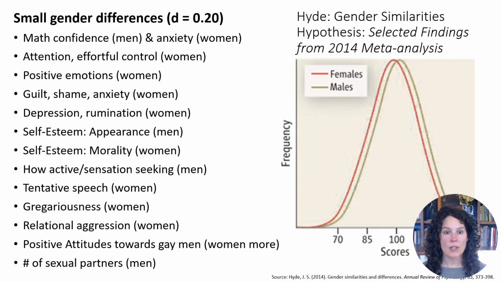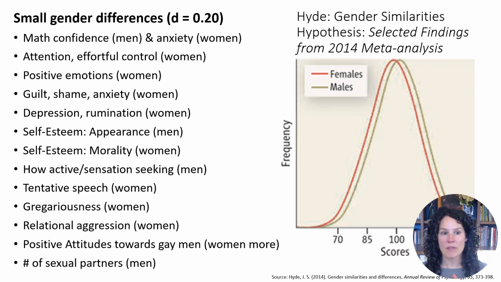So next we move on to small gender differences. So a Cohen's d of around 0.20. And you can see the graph there for what a small gender difference might look like. The normal curves are mostly overlapping with just a slight shift in one direction. And so here are all the things that were a small gender difference. I've put in parentheses after the item who's higher.